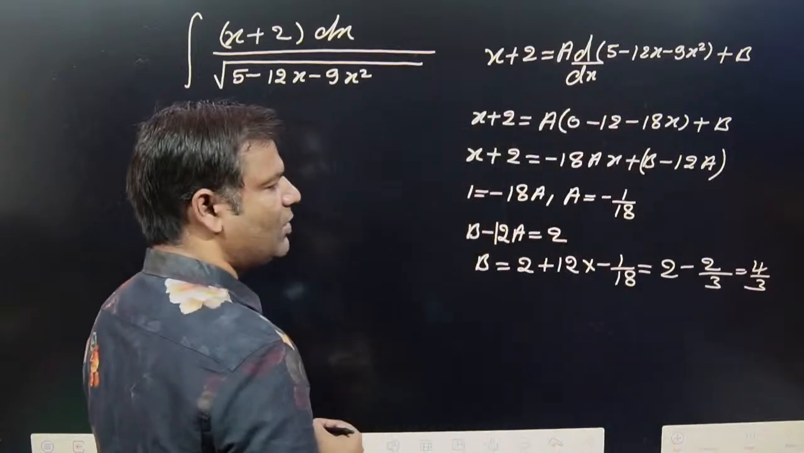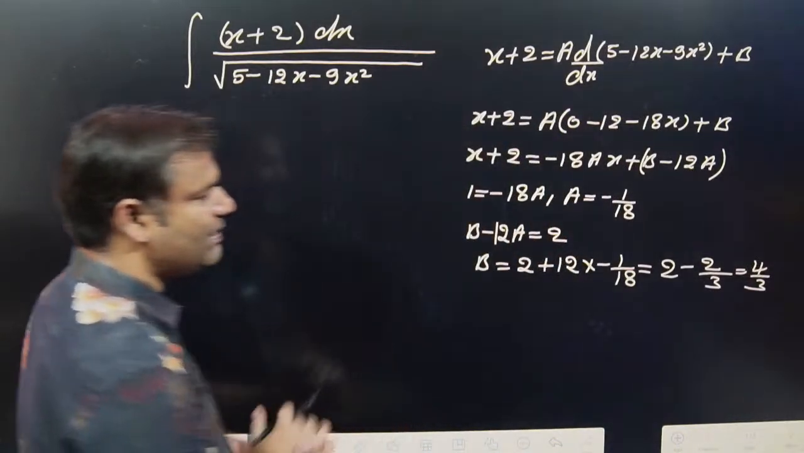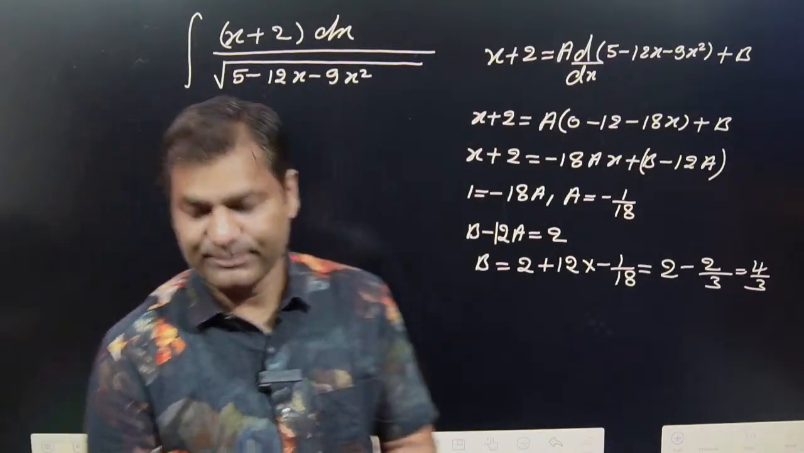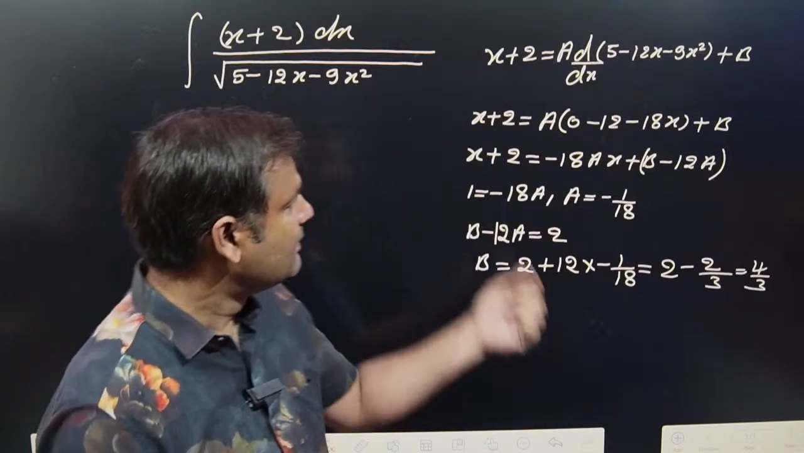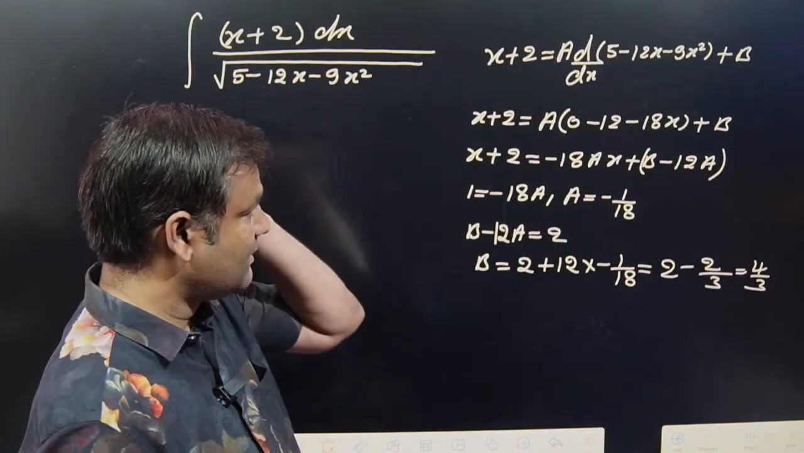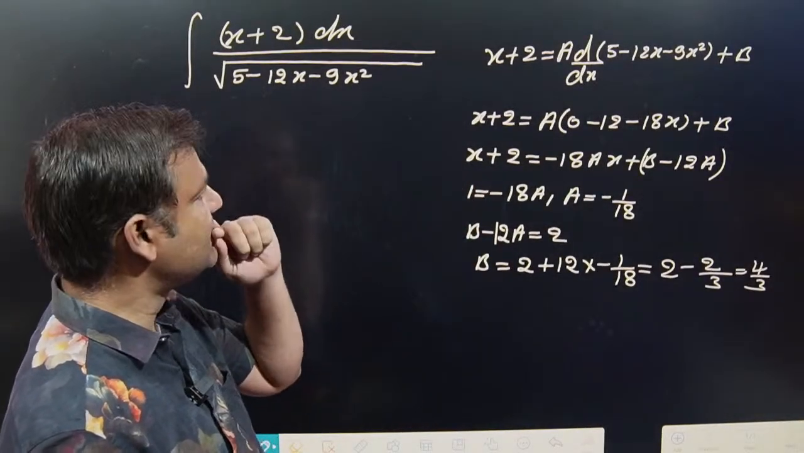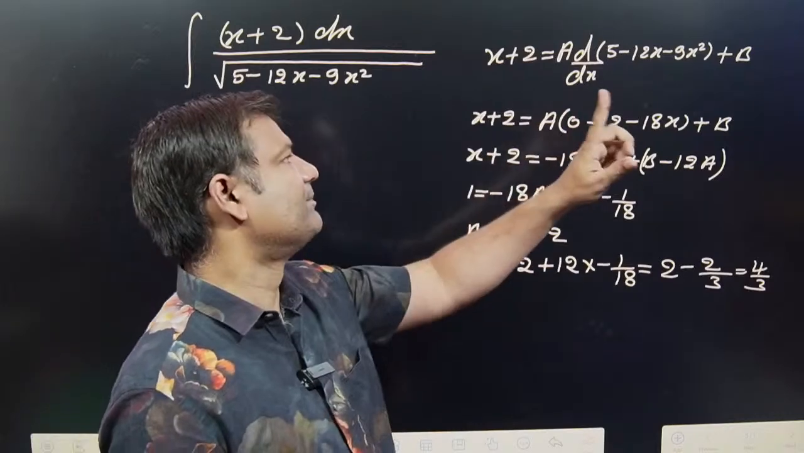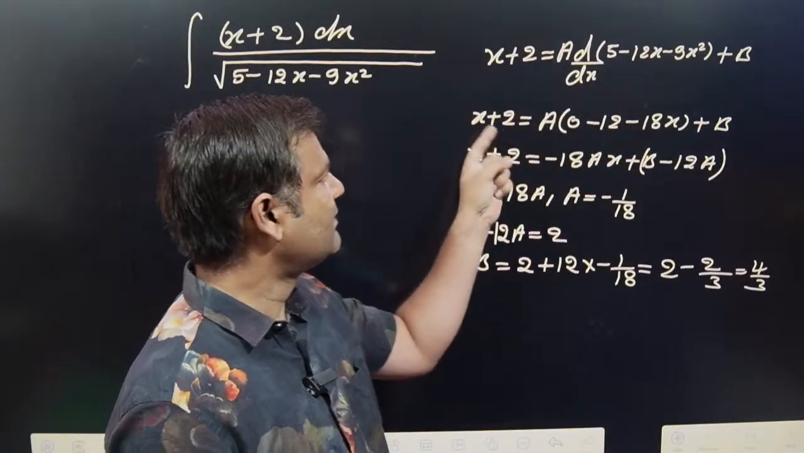So b is basically 4 by 3, and a is replaced by minus 1 by 18. Okay, is it clear or not? If anyone faces any doubt, you can ask and I will repeat again.